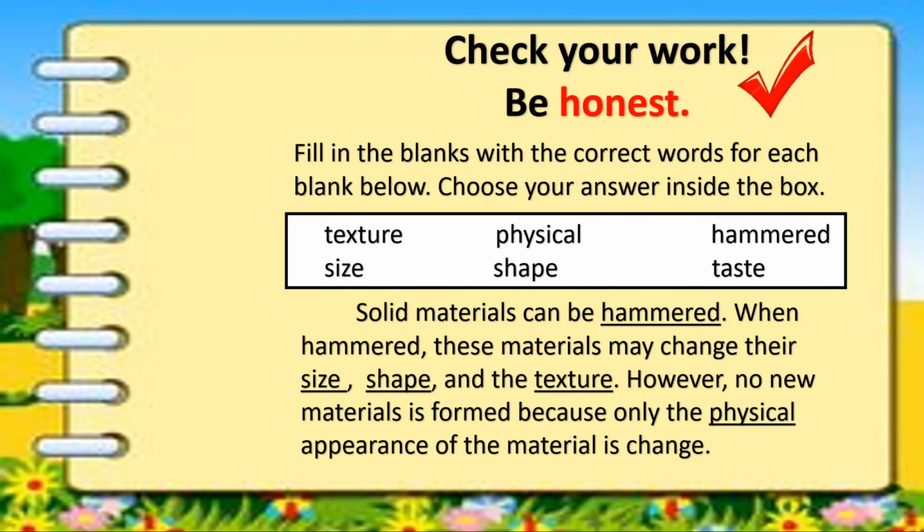Check your work and be honest. Solid materials can be hammered. When hammered, these materials may change their size, shape, and the texture. However, no new material is formed because only the physical appearance of the material is changed.